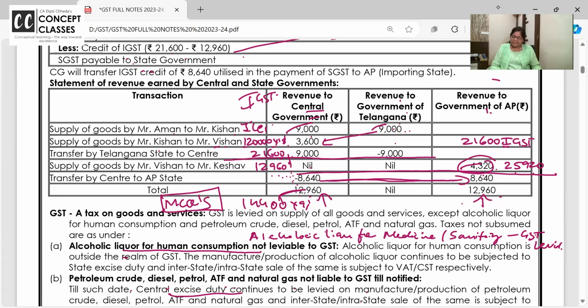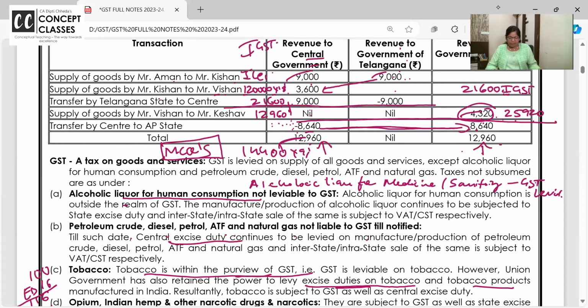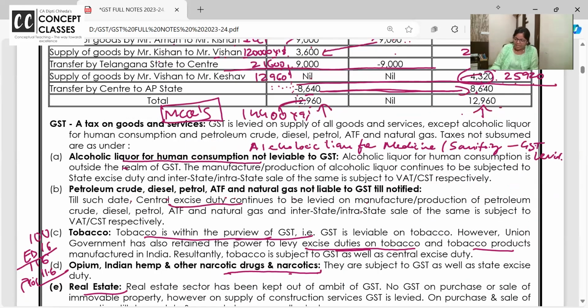But first IGST set off here, then IGST set off here, and balance SGST pay. Or IGST 8640 will also come against SGST. So finally, this is the way it is done. Okay, right? Check it. Still, if you have any doubt in examples, ask me.